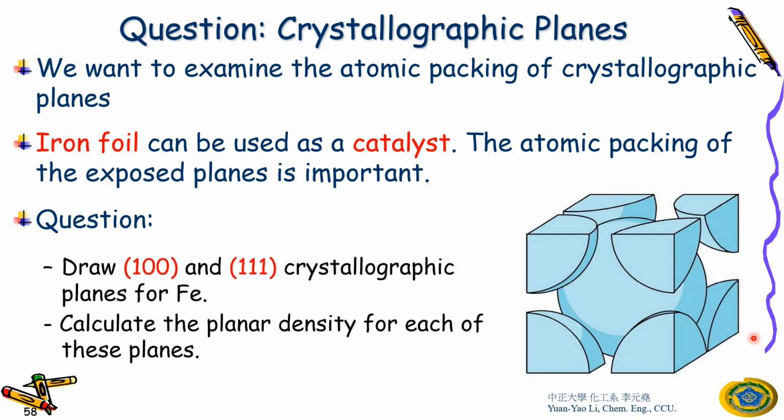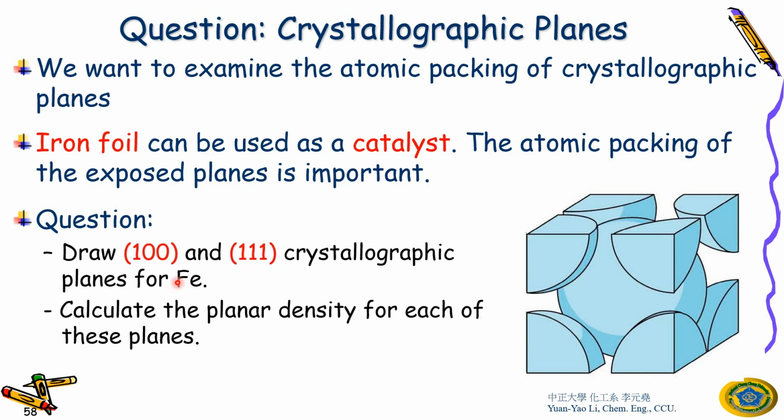The question is, draw a plane of the iron foil, the 100 and 111 crystallographic planes for iron. And you need to calculate the planar density of this one and the planar density of this one, and find out which one has more atoms on the surface. Atoms of the iron on the surface. That means you have more catalysts. And that's the plane you want. Right?